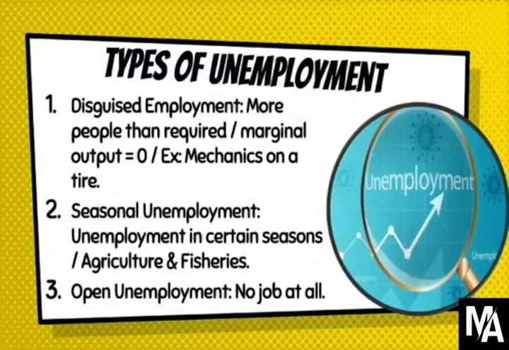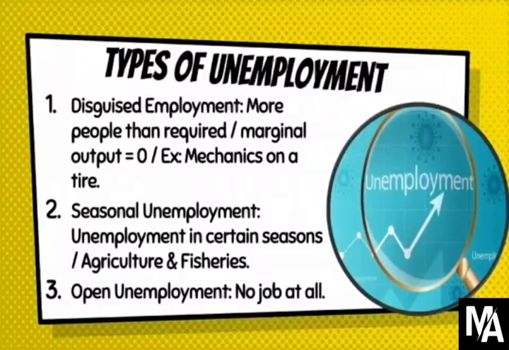That is called disguised employment, where it seems that people are employed, but in actuality there is no output from these people. That is called disguised employment, and this exists in mostly the majority of Indian organizations because of lack of planning. The second one is seasonal unemployment.